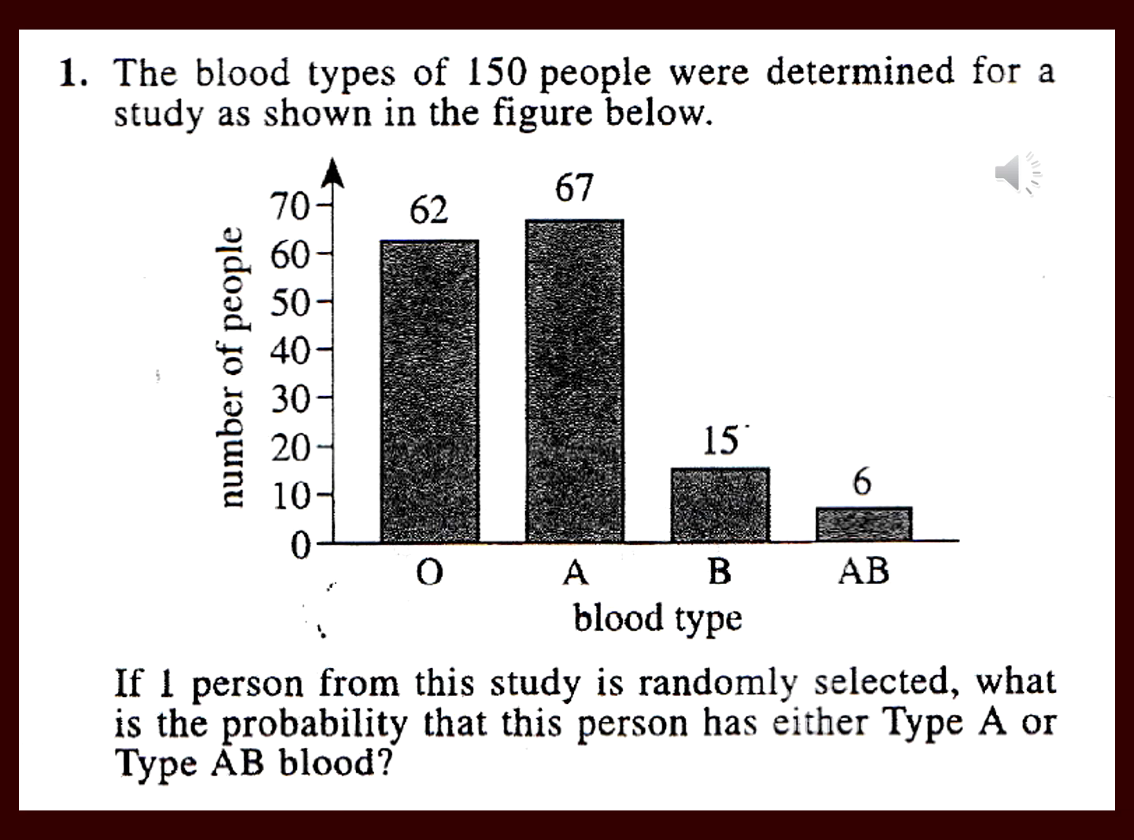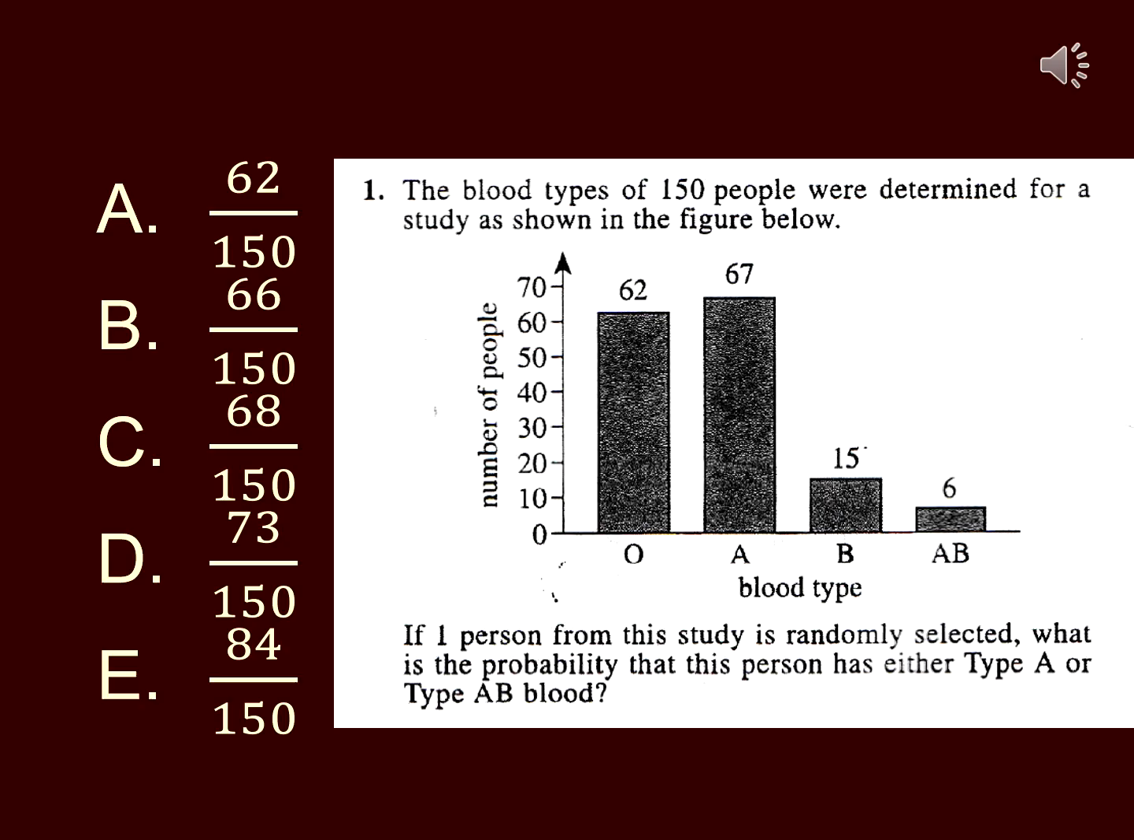It says the blood types for 150 people were determined from a study as shown in the figure below. You can see the graph. And it says if one person from this study is randomly selected, what's the probability that they have either type A or type AB blood? And our possible choices are 62/150, 66/150, 68/150, 73/150, and 84/150.